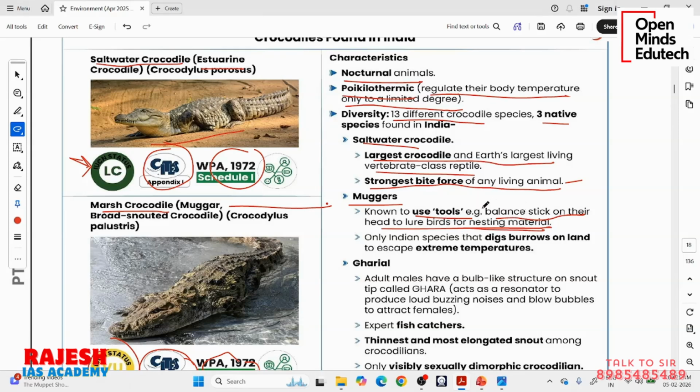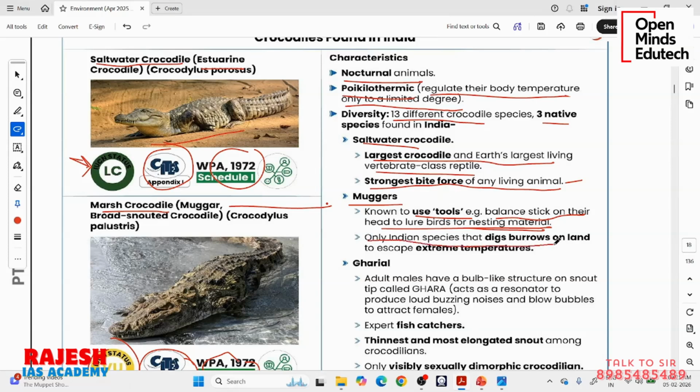Already there is a previous question on the orangutan, a special ape. They gave four animals and asked which of the following can use a stick to poke into a tree to take out insects. The answer was orangutan. So this type of question has already been asked. Mugger crocodiles use tools.